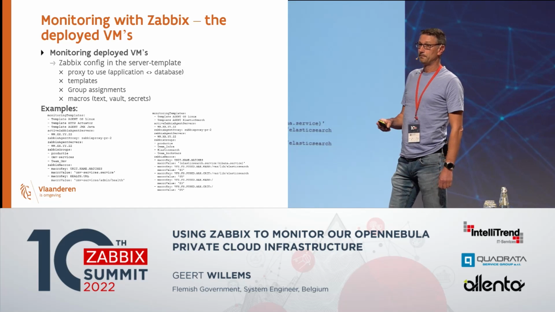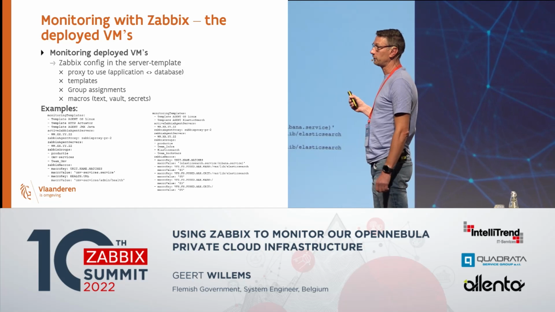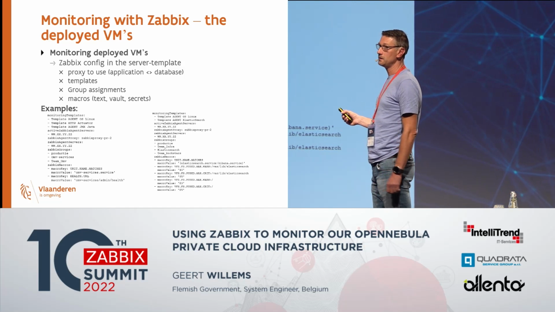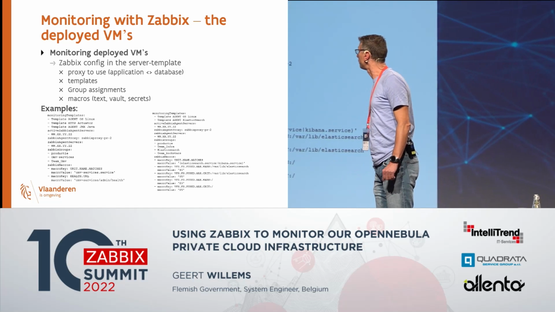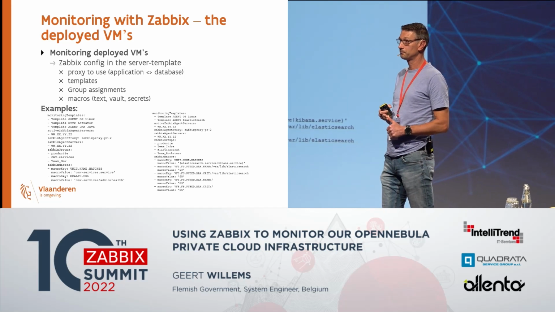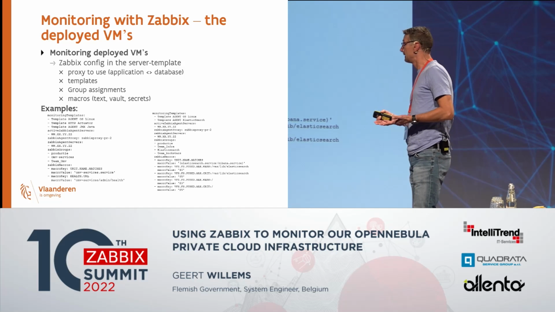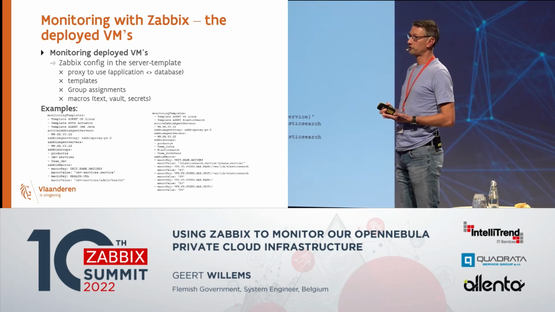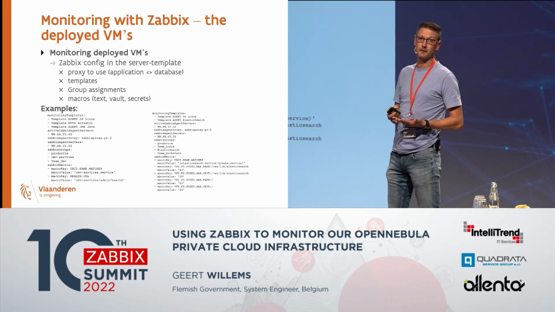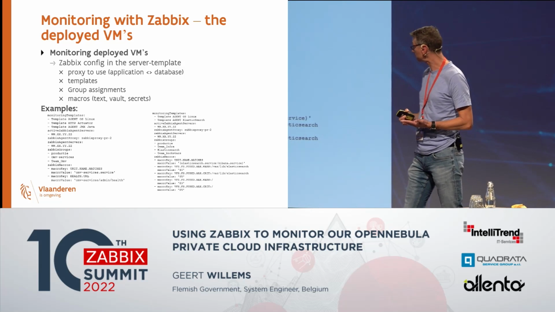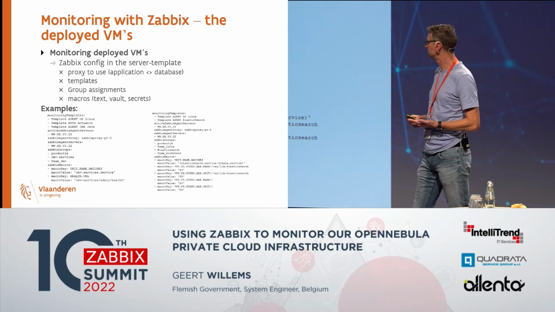As I said before, we do the Zabbix configuration for the virtual machines in the server templates. These configurations include the proxy to use in order to reduce the load of the Zabbix server. We have two different proxies, one for the application servers and another one for the databases. And this is applicable for the three environments.